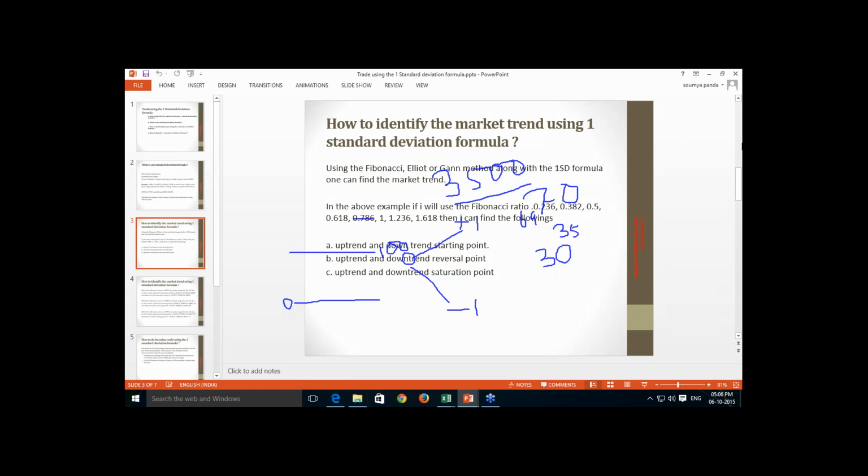Again, while taking on the 1SD formula method and your moving average concepts, basically we have three jobs to do as a trader. Whenever we are anticipating a future move, we need to know when the uptrend or downtrend will start.